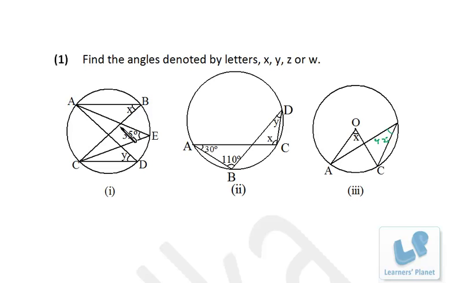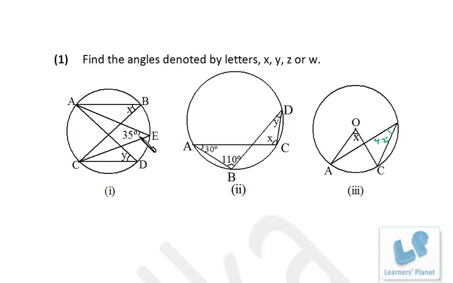Friends, in this session we'll be taking some very basic problems based on circles. We'll try to find out the missing angles, missing lengths of tangents and secants as well, right? So let's quickly do this. Find the angles denoted by letters X, Y, Z or W.